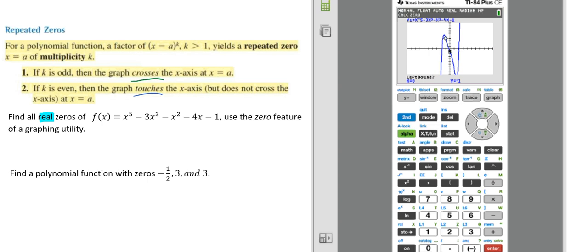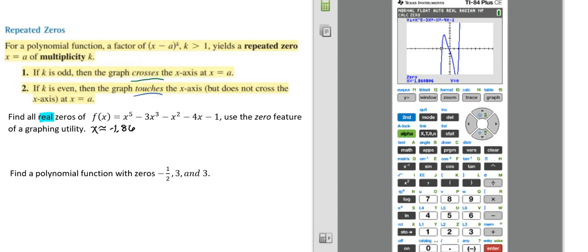So I'm going to move my cursor over to the left-hand side of my zero. Oops, a little bit too far. There we go. I see that my dotted line, which is kind of hard to see, is on the left-hand side of my point. Then it wants the right bound, so I'm going to arrow over to the right side of that, and I see that my zero is between those two dotted lines. Then I hit enter, and it tells me that my zero is negative 1.86, comma 0. Let's go ahead and write that down.